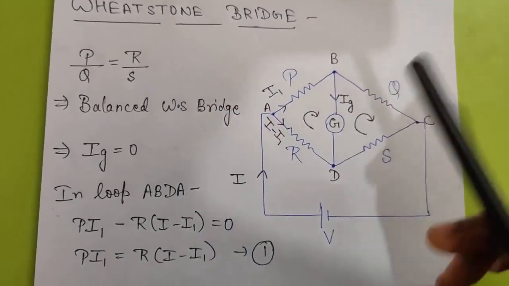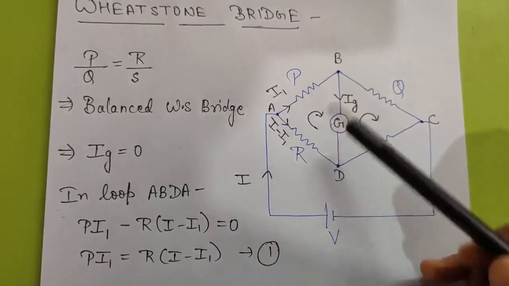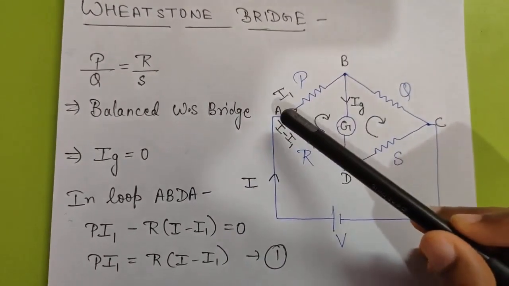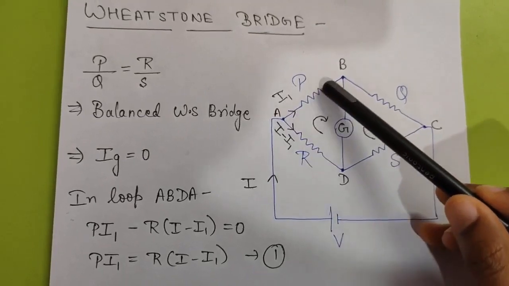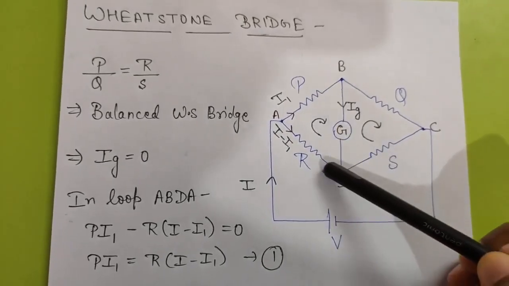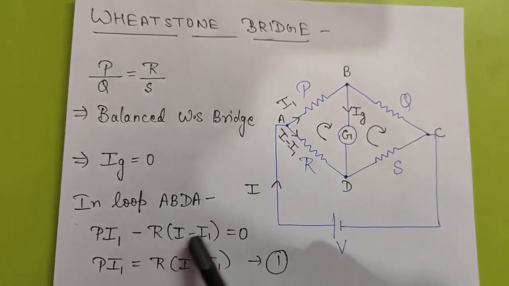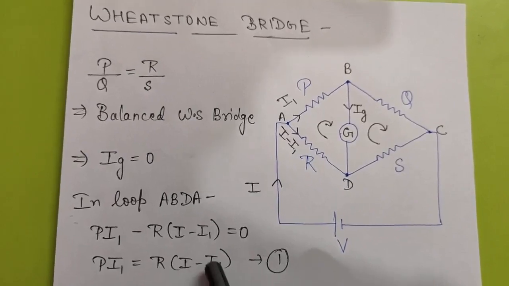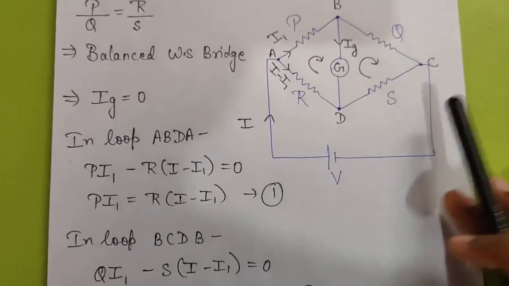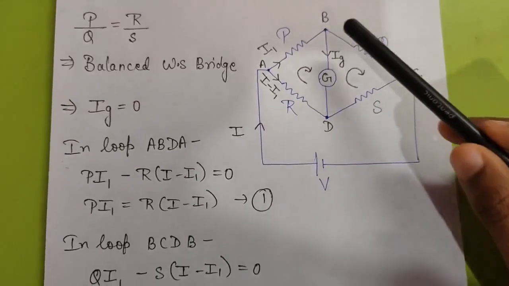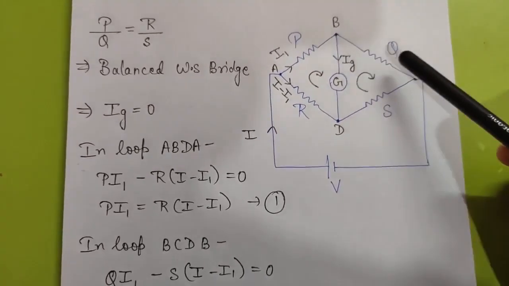Okay, so now we'll use loop A, B, D, A. In this loop apply Kirchoff law. What it will be, we are going in plus P I1, Ig is 0, so this will be 0 only, minus R into I minus I1 equal to 0. From this we can write down P I1 is equal to R into I minus I1. Next we'll use this loop, BCDB. In this loop, start from here, Q I1.